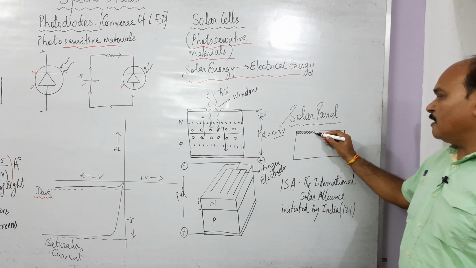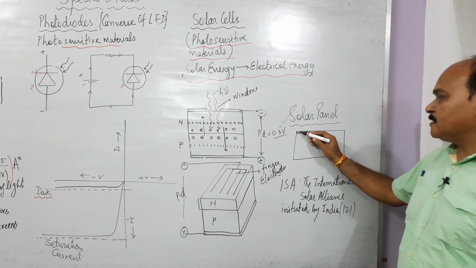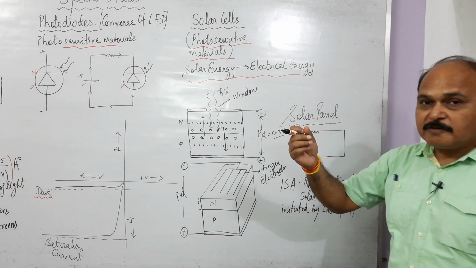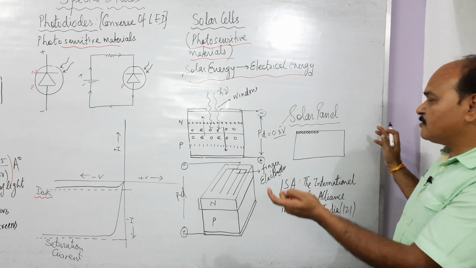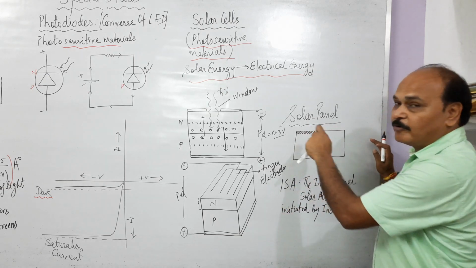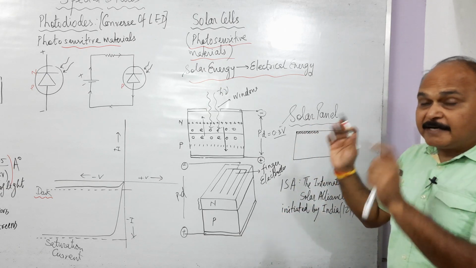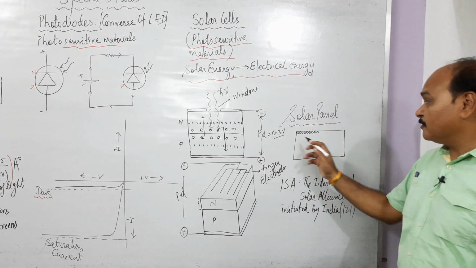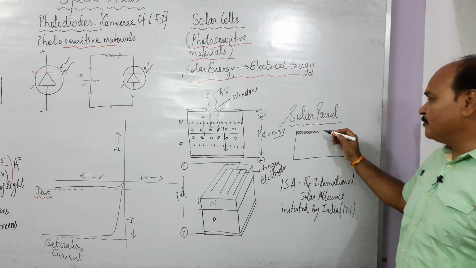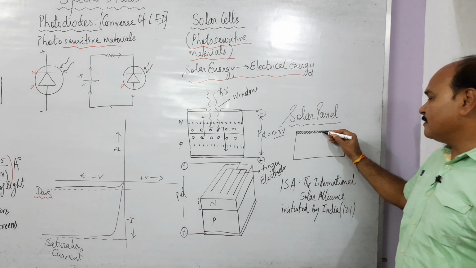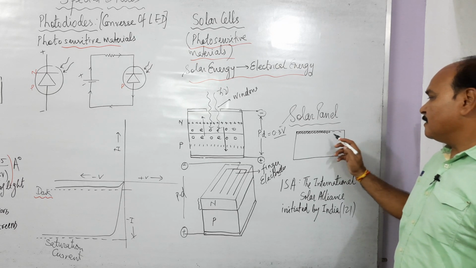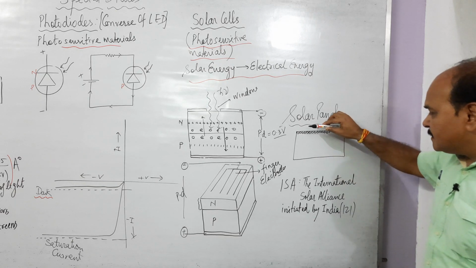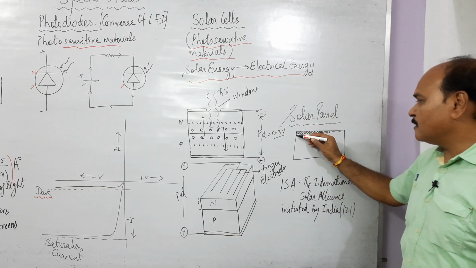If one diode produces, say, a potential difference of 0.3 volt, then 10 diodes are going to produce how much voltage? Yes, 3 volt. And 100 diodes are going to produce how much voltage? 30 volt. So what do we do? We connect a large number of diodes in series, and then we connect such series in parallel.